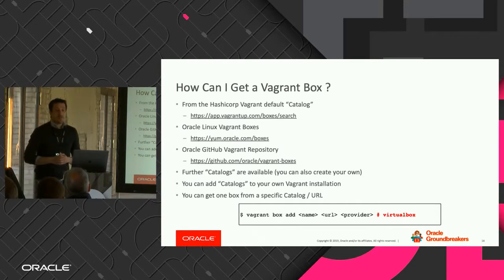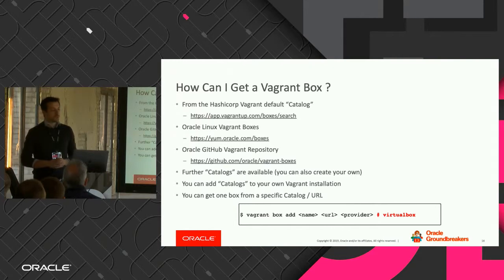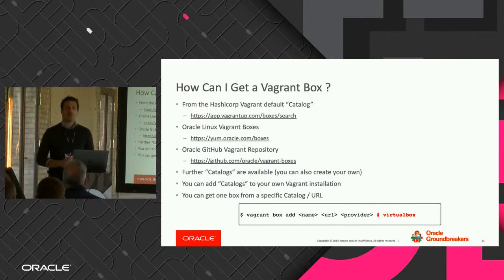That said, we have our own Oracle Linux Vagrant boxes, and those boxes are the official ones for Oracle Linux, available on our own yum.oracle.com website. And on GitHub, you can also find Oracle Linux Vagrant boxes with solutions ready to run on top.